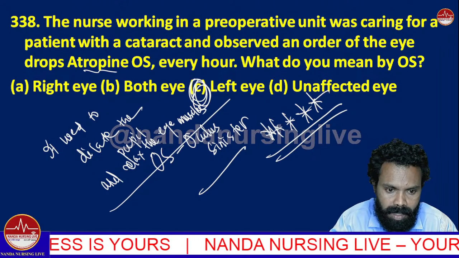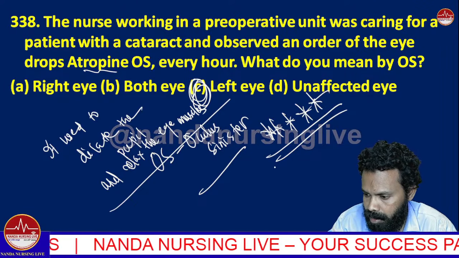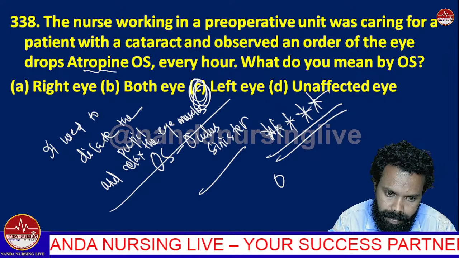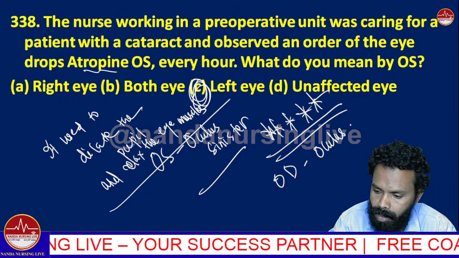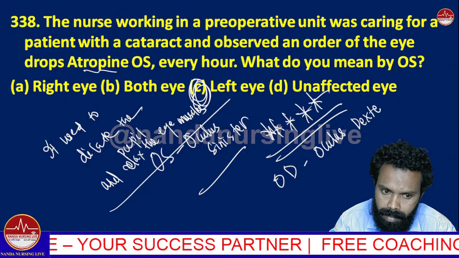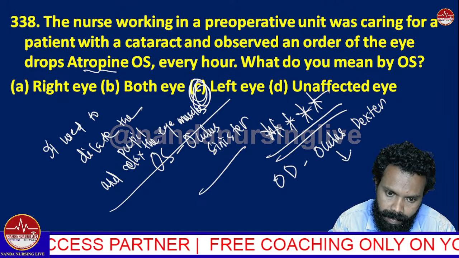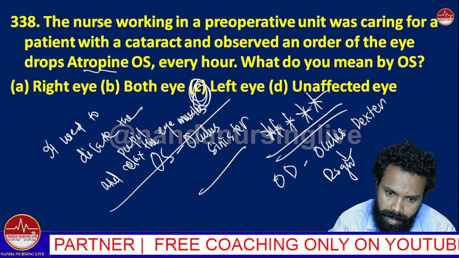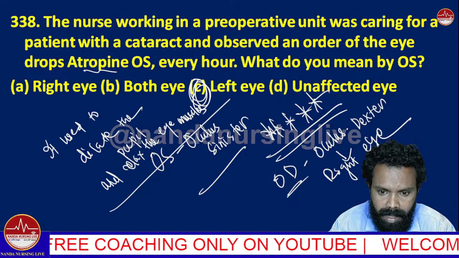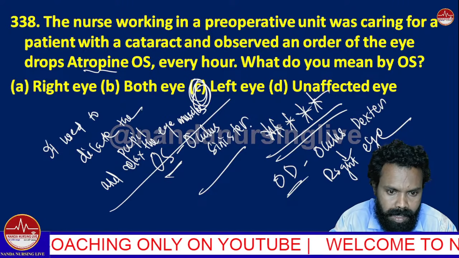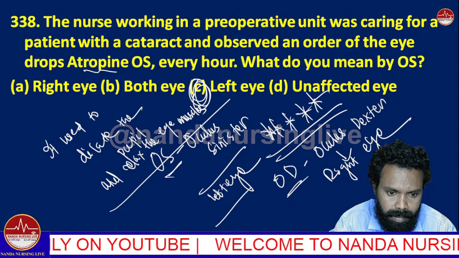The OS means oculus sinister, that is left eye, and OD means oculus dexter, that is right eye. Right eye. Right, OD means oculus dexter, right eye. OS means oculus sinister, left eye. याद रखना है बेटा.